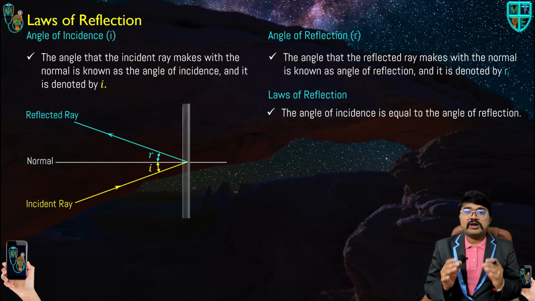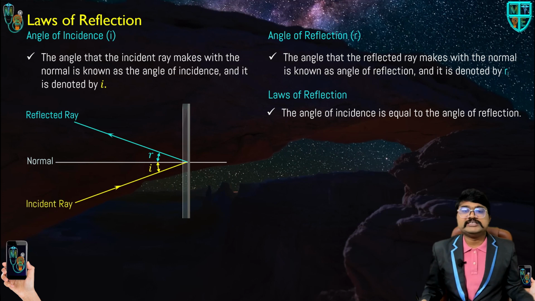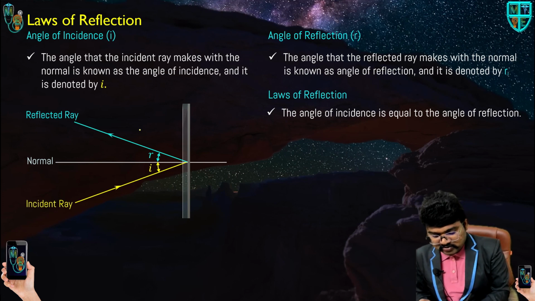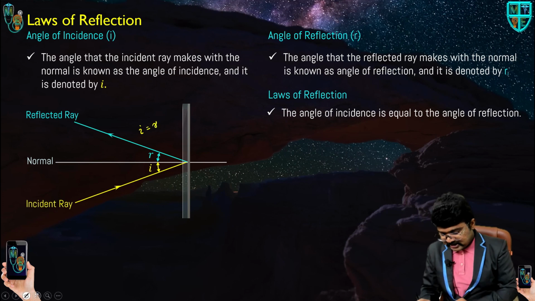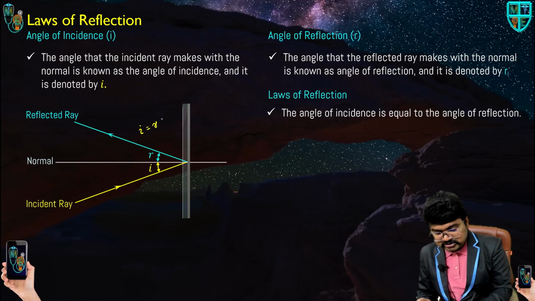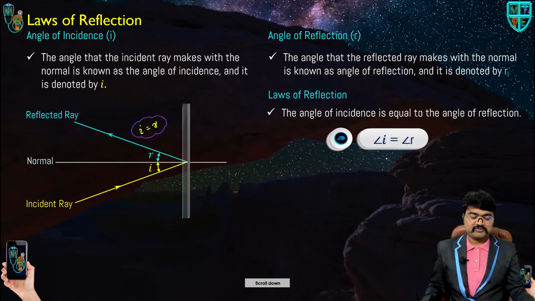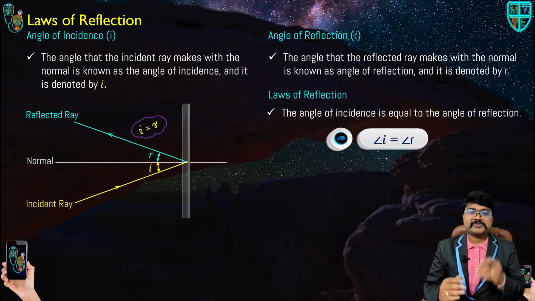This is called the law of reflection. The angle of incidence I is equal to the angle of reflection R. I equal to R is nothing but the law of reflection.